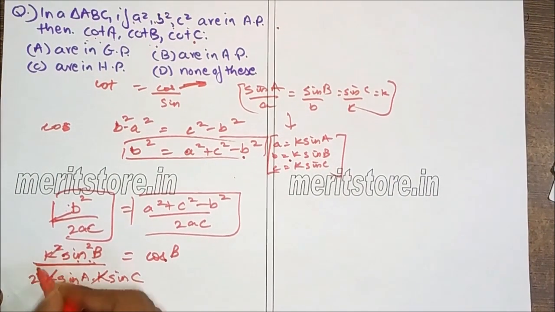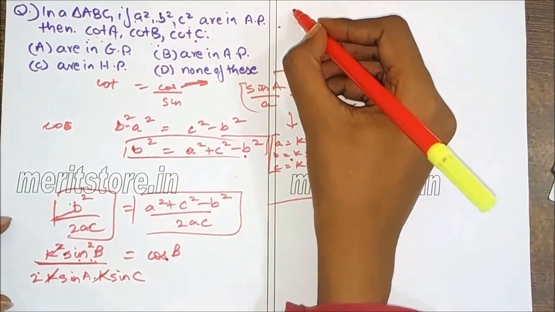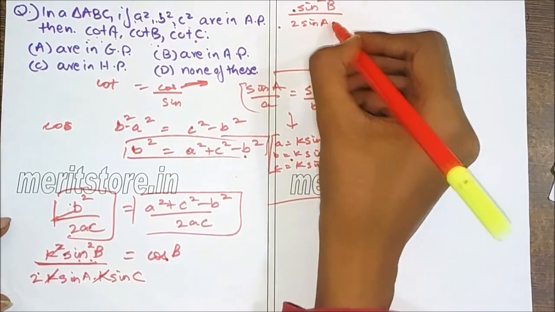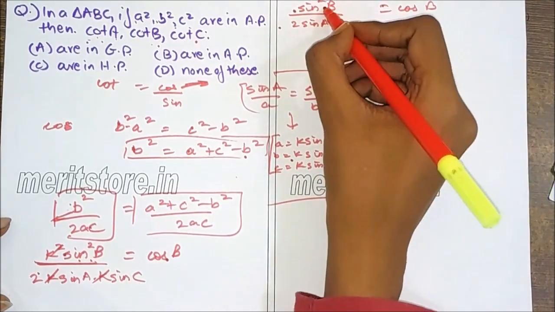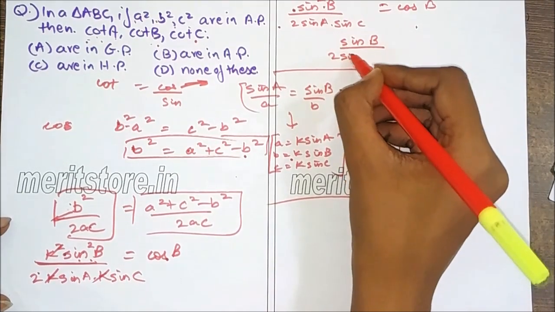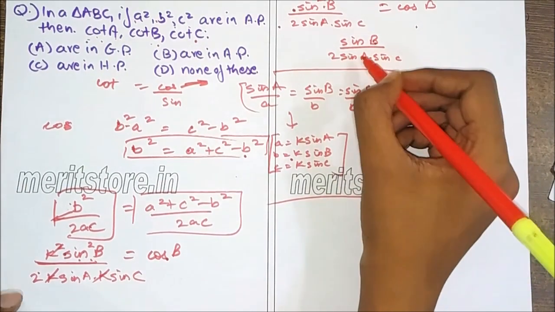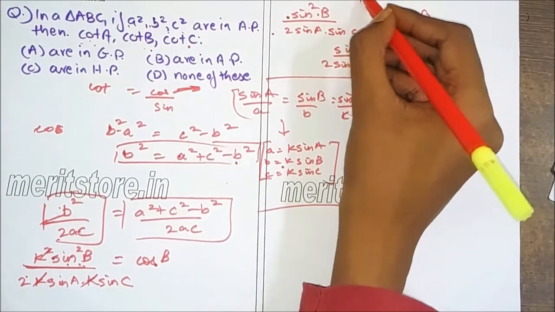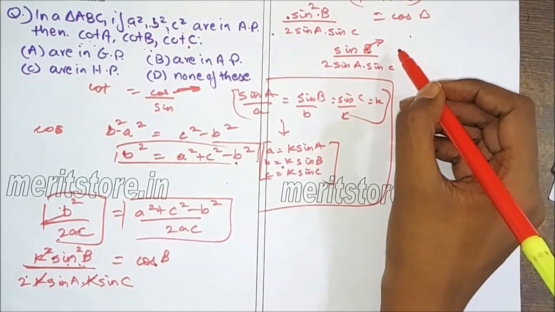K gets cancelled. We are left with sine square B by 2 sine A sine C equals cos B. Bringing one sine B here, we get sine B by 2 sine A sine C. Now B is A plus C by property of a triangle. So this is pi minus A minus C, since the sum of all three angles is 180 degrees.